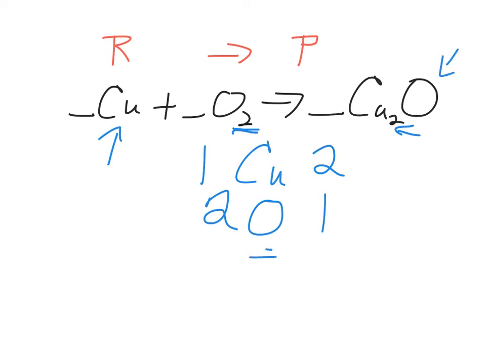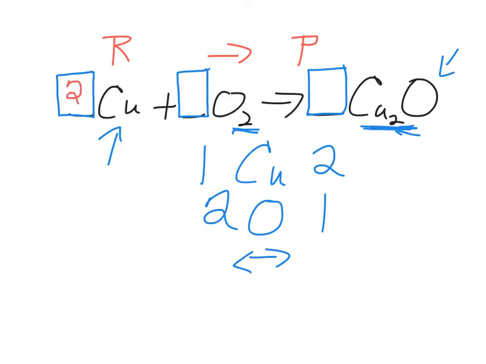Now, are they equal? No. So, what can you do to make it equal? You can put a coefficient. The only place you can put a number in a chemical reaction is the front. You can't put anything in the middle. Okay? All right, so if we have 2 coppers on this side, on the product side, let's go ahead and put a 2 on the reactant side. That makes my 1 into 2. Is it equal now? Yes.